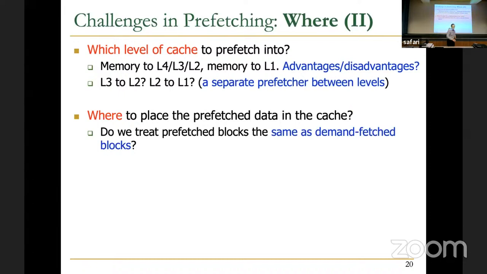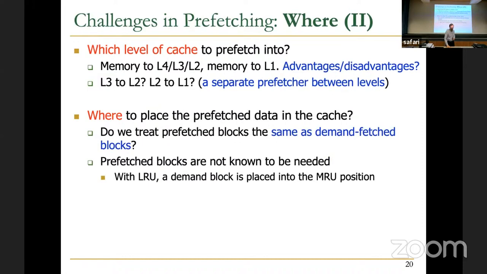Do you treat prefetch blocks the same as demand fetch blocks? In general, this is not a good idea. Prefetch blocks are not known to be needed, basically. For example, if you have LRU, least recently used, a demand block is placed into the MRU, most recently used position. Is that the right thing to do for prefetches? People have looked at this. I'm going to talk about that in one work. But basically, in the past, some processors placed the prefetch data into the LRU way, least recently used way. Basically, they gave the prefetch data the lowest priority in a set. And that may not be a good idea because that's the first data to be evicted, right? This is not considering the usefulness of a prefetch.